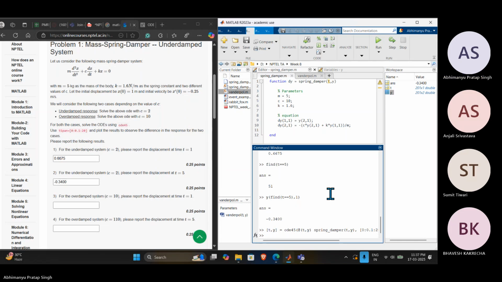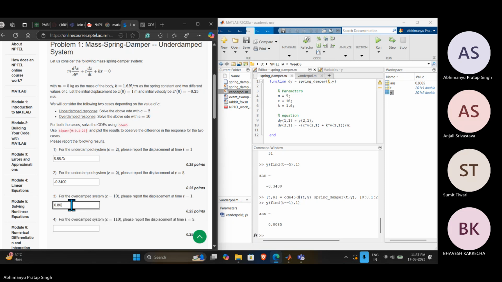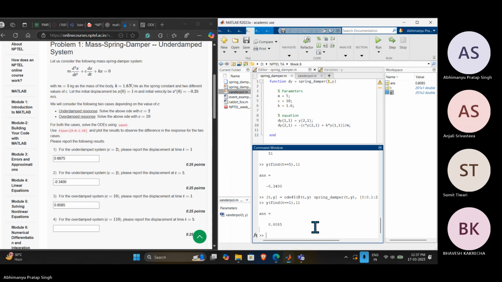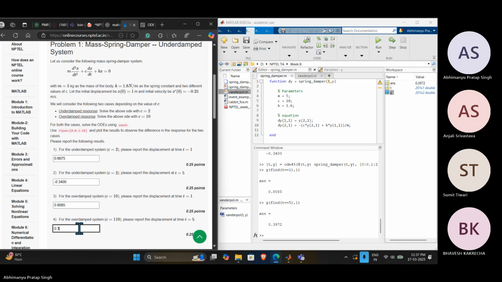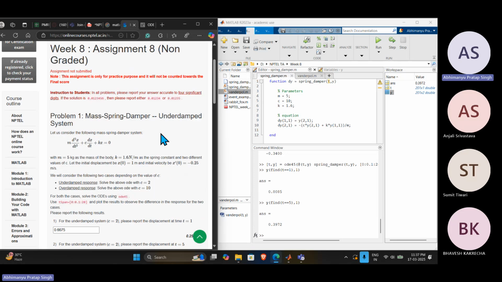Oh, yeah. So we will take y is equal to 1, 1, 8085. They have written 1, 110. Okay, let us just do it for this only at 5. So 0.3972. Okay. I hope this is clear. This is simple.